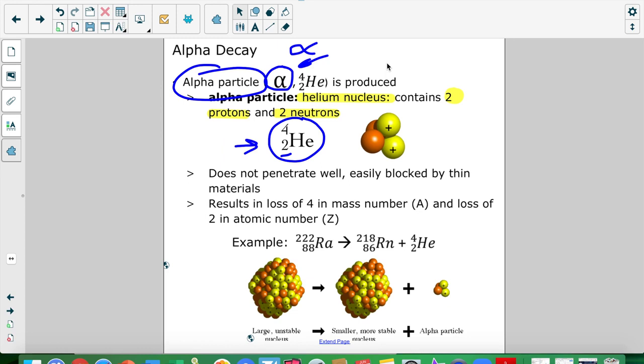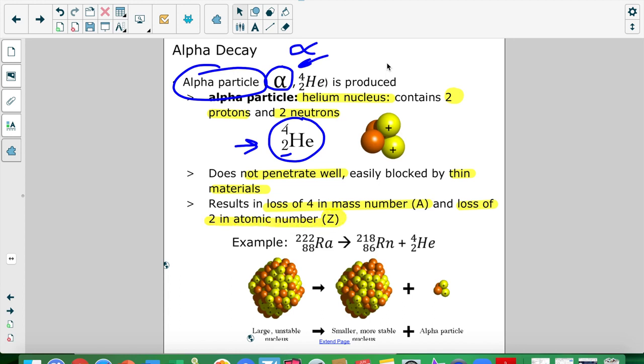The alpha particles don't have a lot of energy, and because they don't have a lot of energy, they do not penetrate well, okay? So therefore, they can easily be blocked by any thin material such as paper. Now, when there is alpha particle emission, this is what is going to happen to the original radioactive isotope. The radioactive isotope is going to lose 4 units in the mass number, and it's going to lose 2 units in the atomic number.